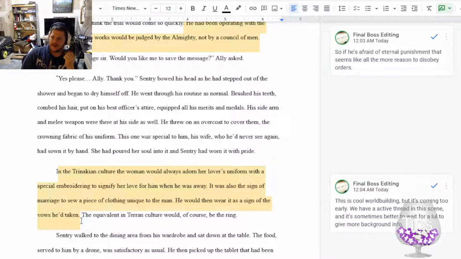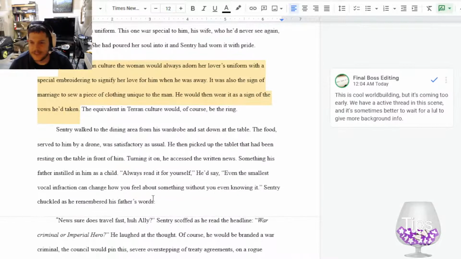Sentry walked into the dining area from his wardrobe and sat down at the table with food served him by the drone was satisfactory. Turning on the access written news, something his father always read it for yourself would say.